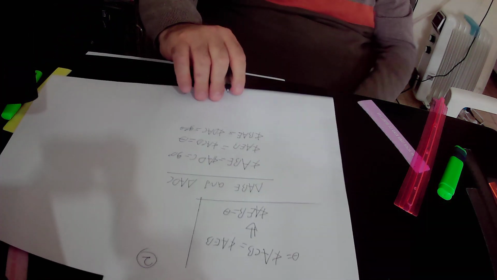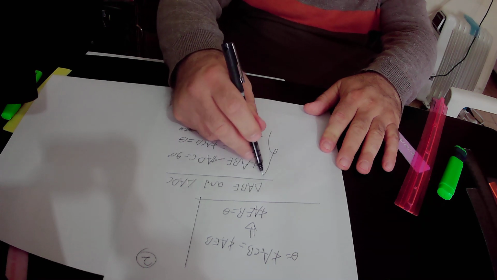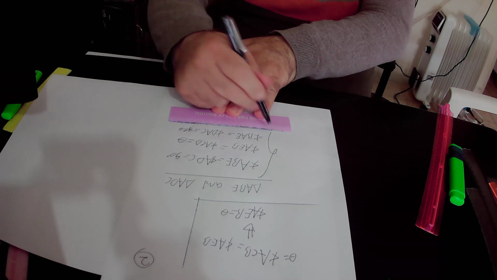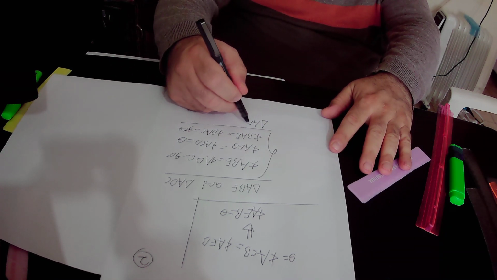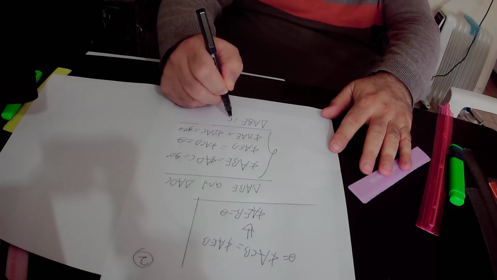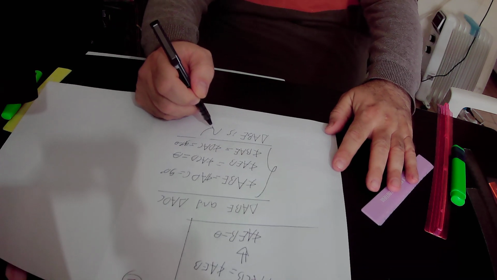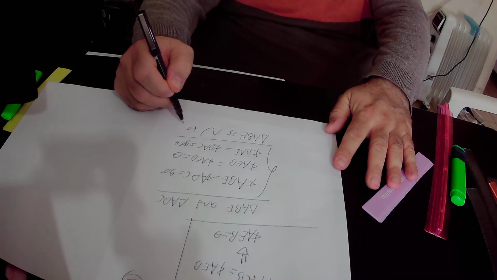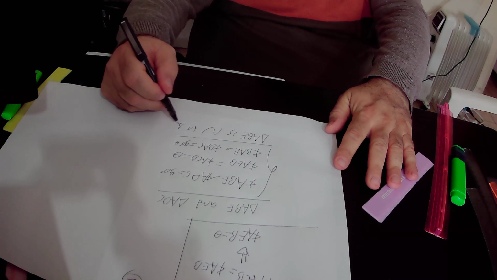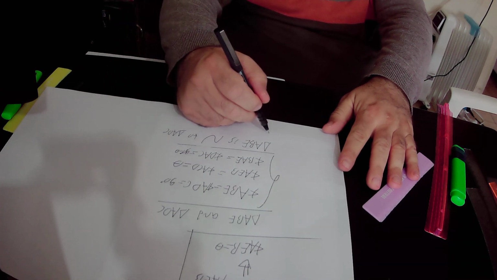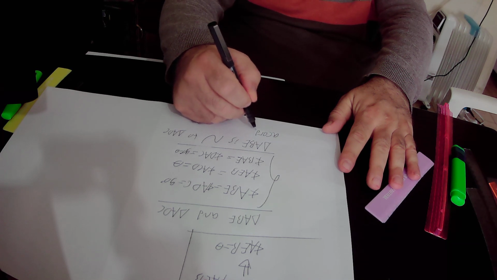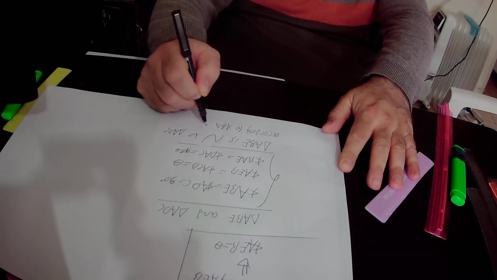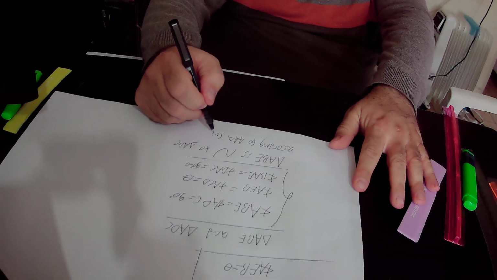Okay? So we have proved that all three angles in triangle ABE are equal to all three angles in triangle ADC. That is to say, triangle ABE is similar, this is the sign of similarity, to triangle ADC according to the angle similarity rule.